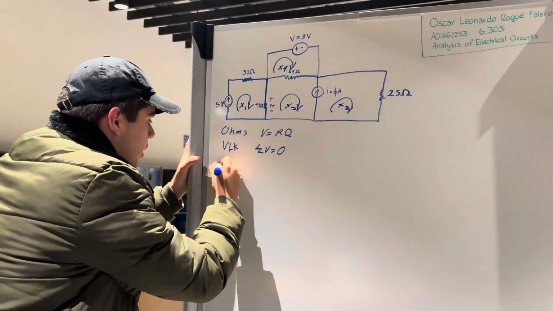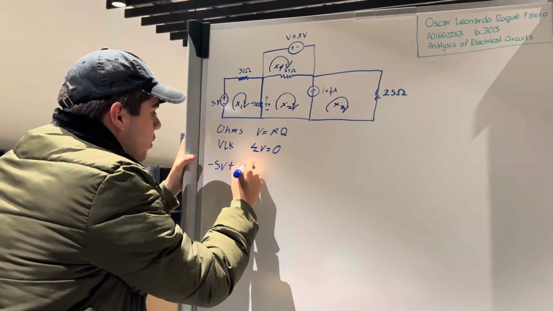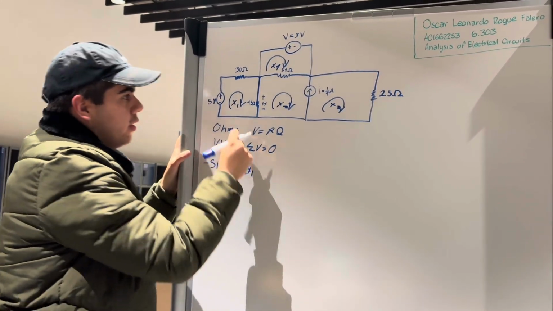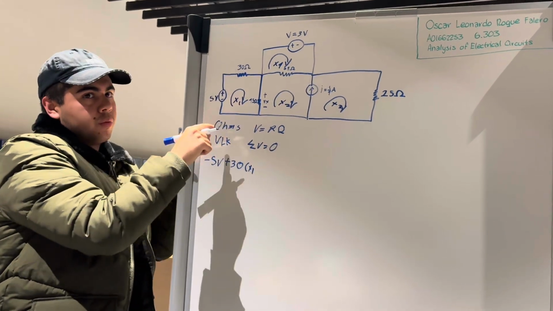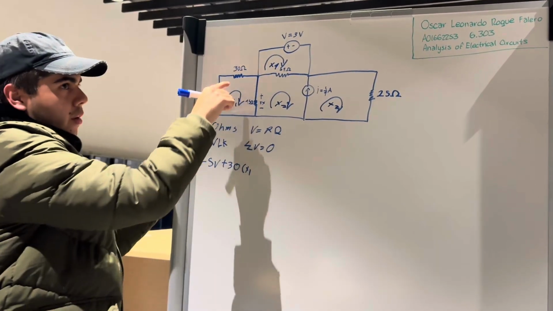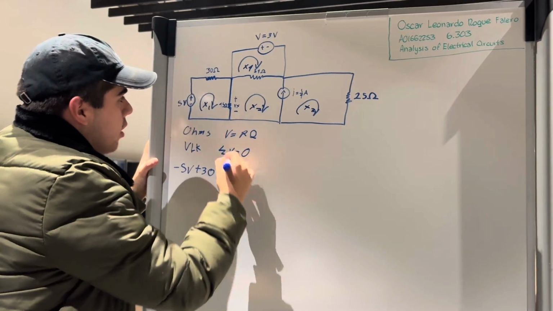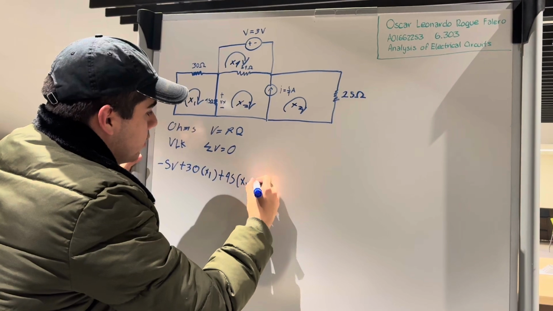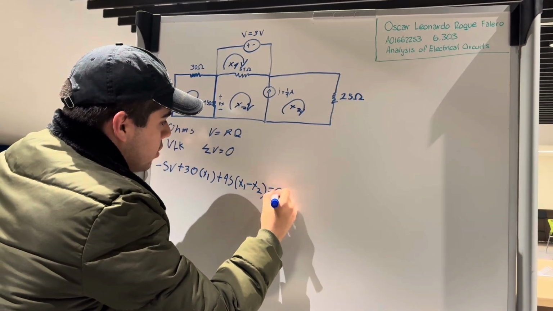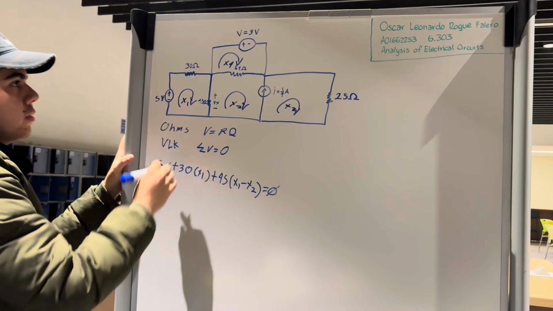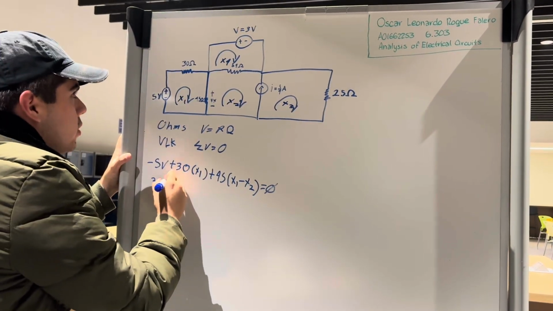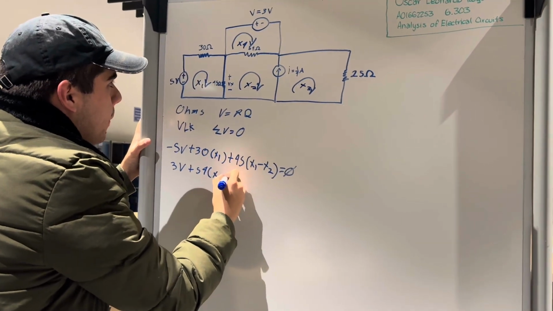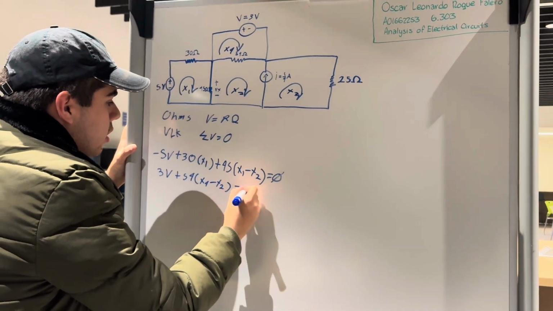First, we have minus 5 volts plus 13 multiplied by x1, and if it appears in another mesh, we subtract that mesh. In this example, we don't have any, so we close it. Plus 45 times (x1 minus x2), and we close this equation. Then the second is x4, that is 3 volts, 54 times (x4 minus x2), close.